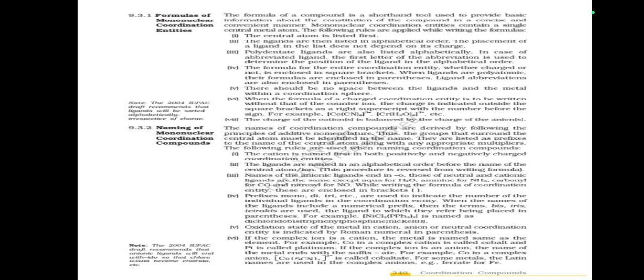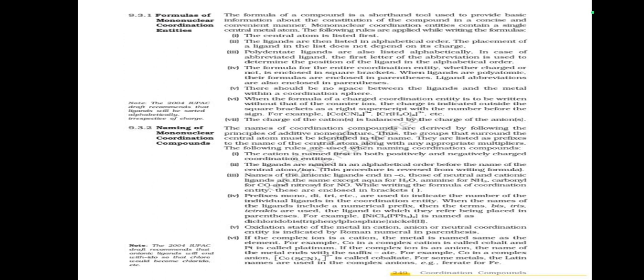This procedure is reversed when writing formula. The names of the anionic ligands end in 'o'; those of neutral and cationic ligands are the same, except aqua for H2O, ammine for NH3, carbonyl for CO and nitrosyl for NO. While writing the formula of a coordination entity, these are enclosed in brackets. Prefixes mono, di, tri, etc. are used to indicate the number of the individual ligands in a coordination entity.